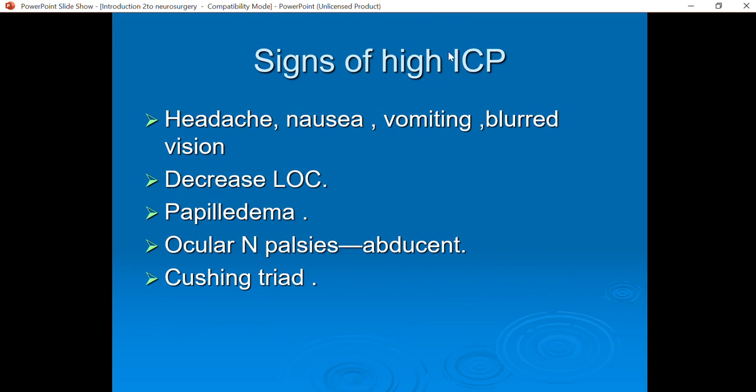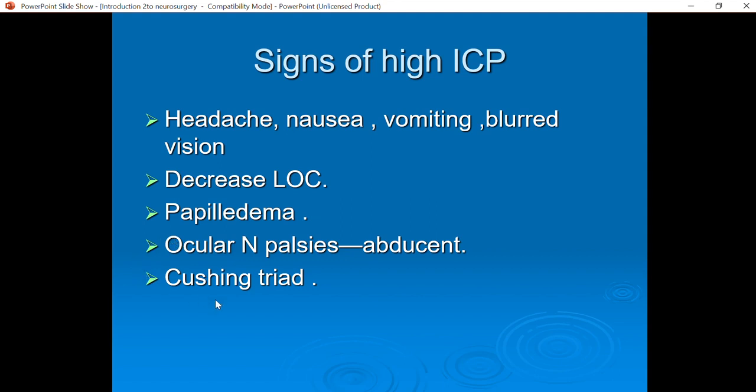We are talking about the head injury. When there is head injury, brain edema, epidural hematoma, subdural hematoma, or brain contusions, there is automatically a rise in the ICP. The signs start from headache, nausea, vomiting, and blurring of the vision. Then if the ICP rises more, there is decrease in the level of consciousness. After a few days, you may notice papilledema and ocular nerve palsy. Abducent and trochlear nerve palsy are very sensitive to any rise in the ICP.